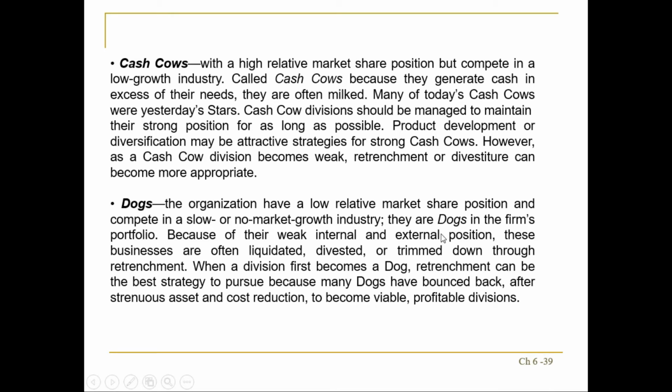These businesses are often liquidated, divested or trimmed down through retrenchment. So retrenchment is again the suggested policy for that particular quadrant. And when a division first becomes a dog, retrenchment can be the best strategy to pursue, because many dogs have bounced back after strenuous asset and cost reduction and become viable, profitable divisions. So these are the appropriate strategies for these four quadrants.